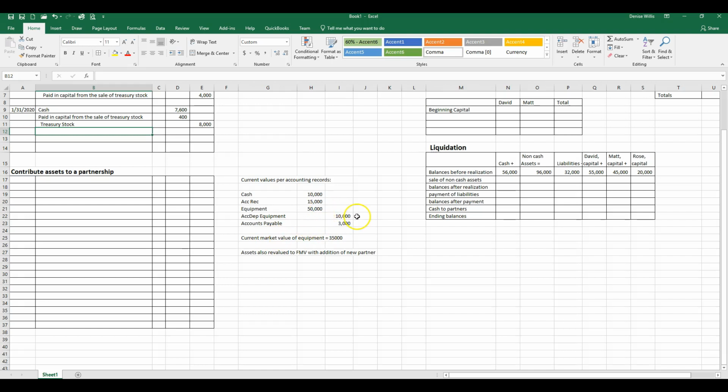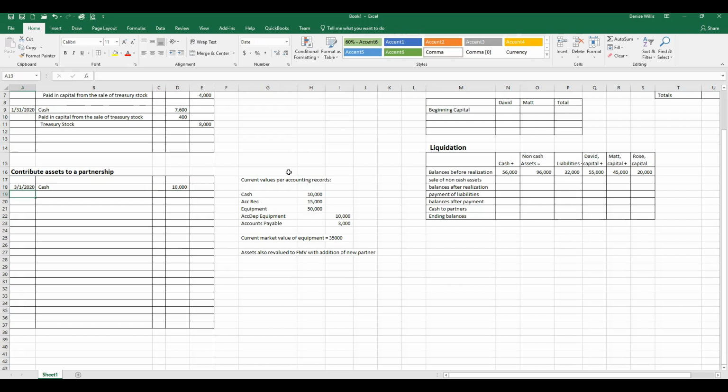Notice we're carrying it at $50,000 with a $10,000 accumulated amount, so we're carrying it at a net value of $40,000. It's only worth $35,000. So what are we going to do? I'm going to give it a date. Let's say it's March 1st. The cash we're going to put in at that value. So that is $10,000.